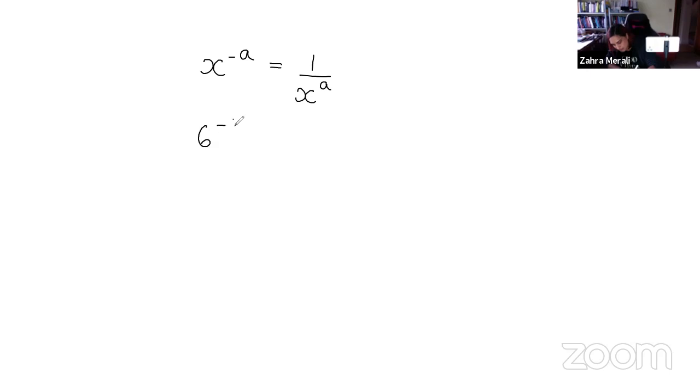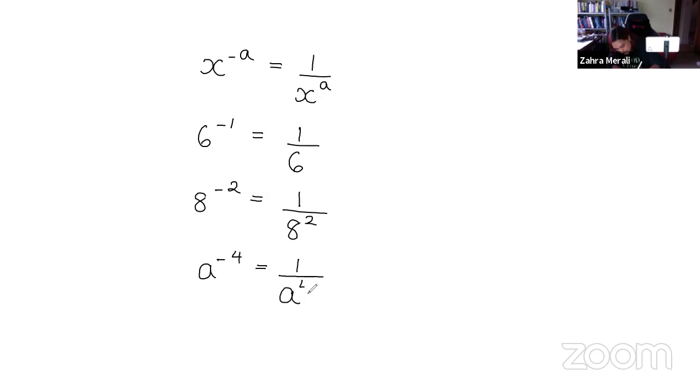So 6 to the minus 1, I've seen a minus, so I'm writing 1 over, and then it's just 6 to the 1, which is 6. 8 to the minus 2, I see a minus, so I write 1 over, and that's 8 squared, which you could write as 64 if you wanted. If you had a to the minus 4, you see a minus, so it's 1 over a to the 4. So that's your negative ones.